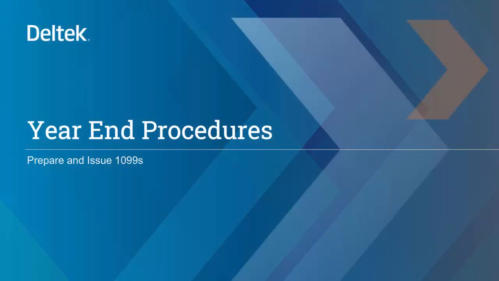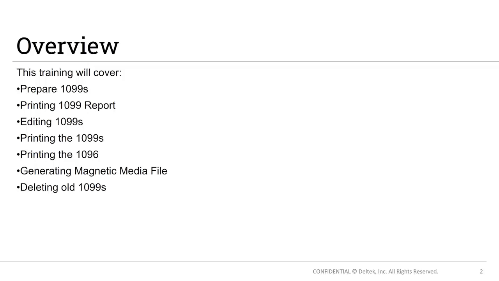Welcome to Deltek ComputerEase here on procedures on how to prepare and issue 1099s. This training will cover the following items: how to prepare 1099s, printing the 1099 report, editing 1099s, printing the 1099s and the 1096, generating a magnetic media file, and deleting all 1099s.